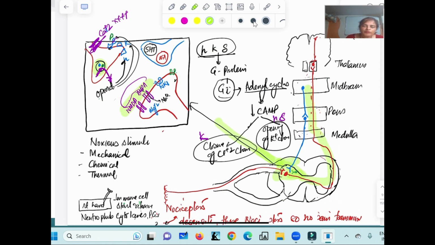Second is through mu and delta, they are going to open the potassium channel. Potassium will move out. Hyperpolarization. Okay, so hyperpolarization will happen. Because of that, again the transmission of pain will not happen. So presynaptically it acts on all the three receptors, but postsynaptically the major action is hyperpolarization. Okay, there is an influx of the potassium ion.